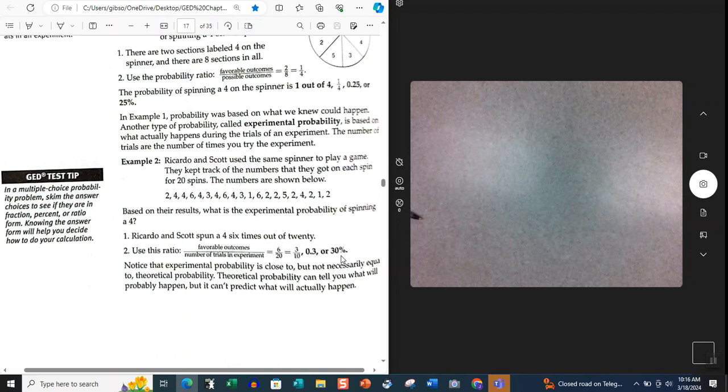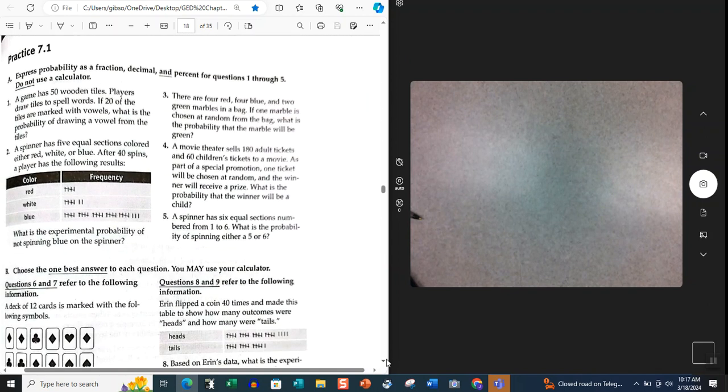Now I just showed you all how to do this in your calculator. So if you want to go back and look at that, you can rewind this video and take a look at how they would get these 3 values. Now notice that experimental probability is close to, but not necessarily equal to, theoretical probability. Theoretical probability can tell you what will probably happen, but it can't predict what will actually happen.